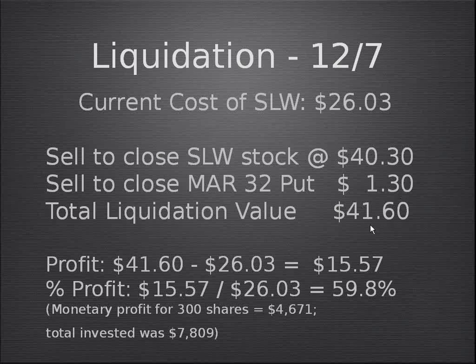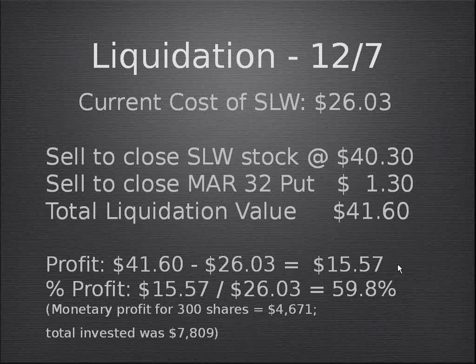So the total liquidation value was $41.60. The total effective cost per share with the current put was $26.03, so that's a total realized profit of $15.57 per share, and we divide that by our last cost basis of $26.03. That was a 59.8% return on Silver Wheaton. The monetary profit, of course, for 300 shares is about $4,670 with a total investment of $7,809 at the end. We did do this with 300 shares and 3 put contracts.